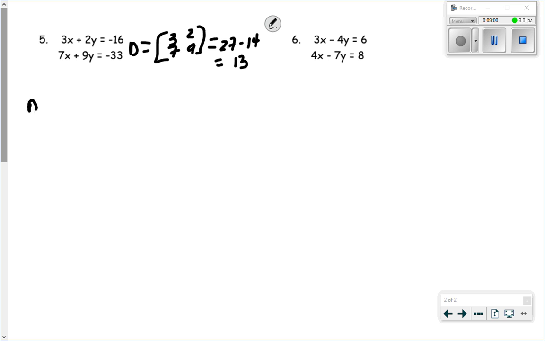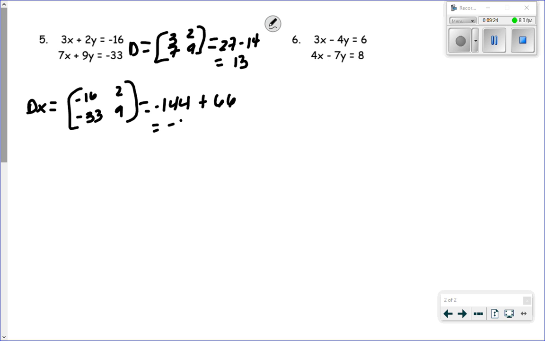Okay, now I need to find dx. Take out the x column, replace it. Okay, so -16 times 9 is -144. Minus -33 times 2, which would be -66, would be positive. So -144 plus 66 is -78. So to find x, I'm going to take dx over d. -78 over 13. See if that reduces. It's going to be -6.